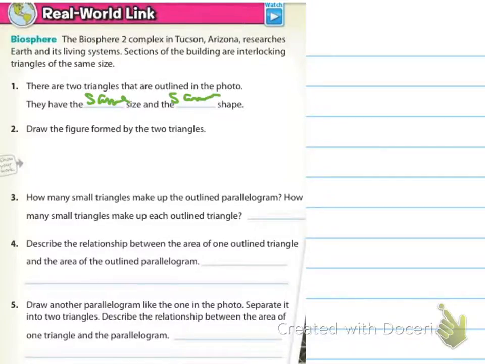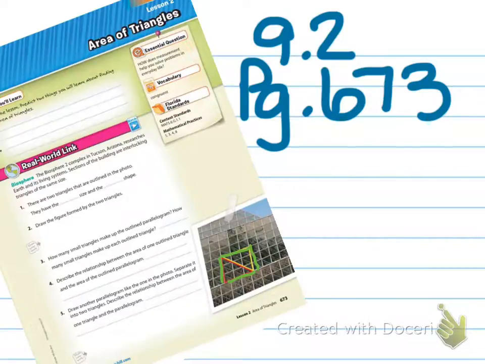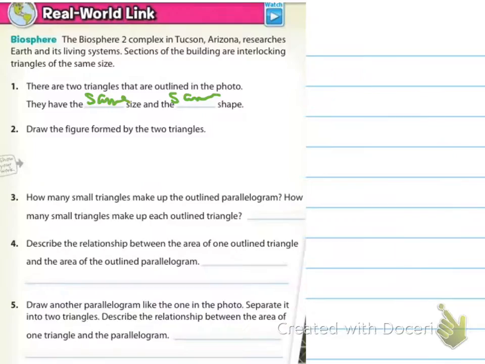We're going to draw the figure formed by the two triangles. So what you see here, it looks to me like it's either a rectangle or a parallelogram, because it's slightly tilted in my opinion. Okay, so this is the form that I'm seeing. Two triangles make up this rectangle or maybe parallelogram. And it says how many small triangles make up the outlined parallelogram. Okay, so apparently they agree that it's a parallelogram. It says how many small triangles make up each outlined triangle.